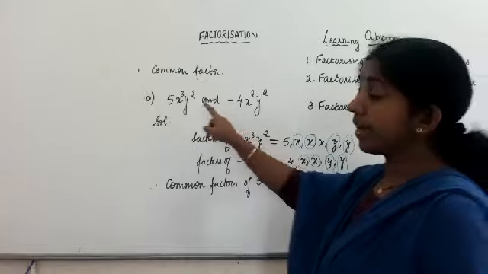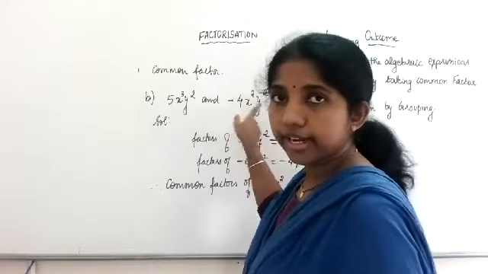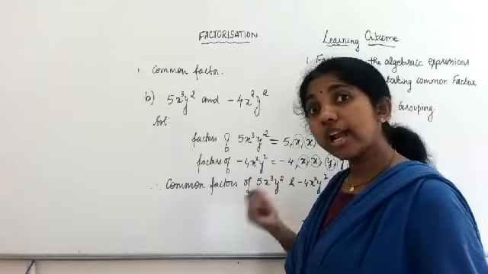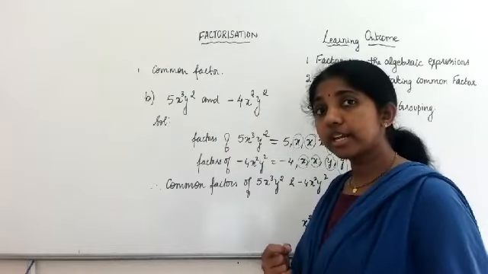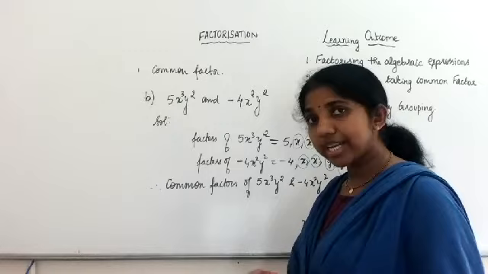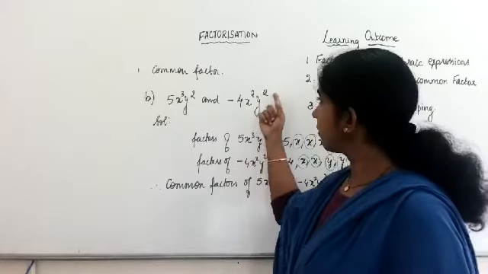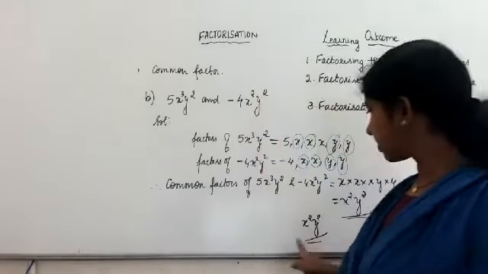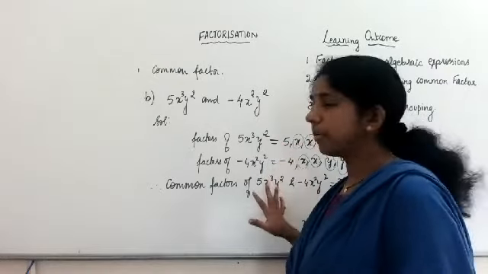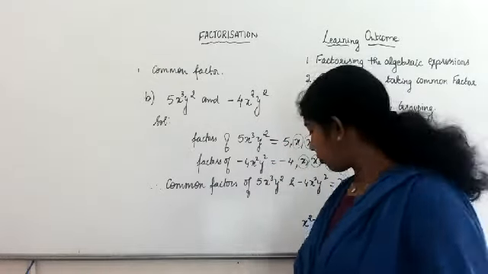Next, we have y also as a common variable in both the algebraic expressions. Which power of y is the least? You have to identify the least degree of the variable. The least degree of the variable is y square. So that becomes one more common factor. This is how, without doing this simplification, we can directly find the common factors.